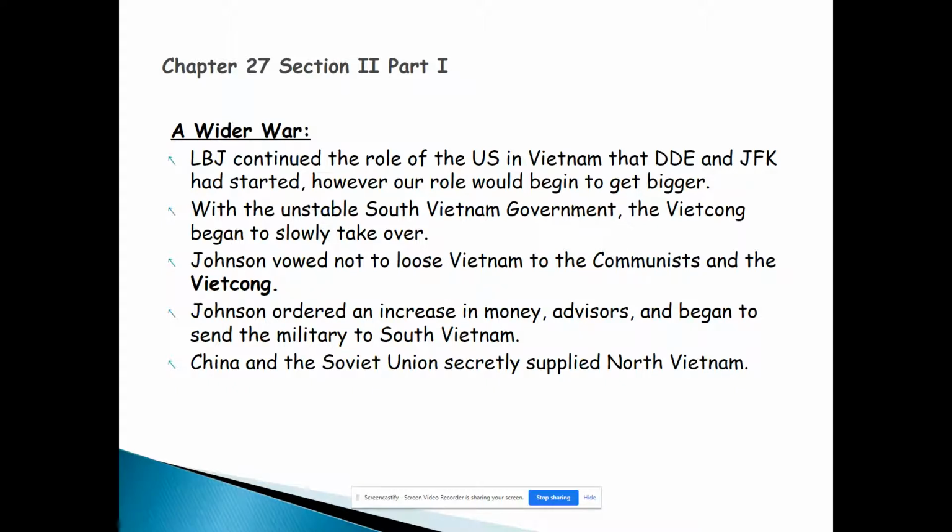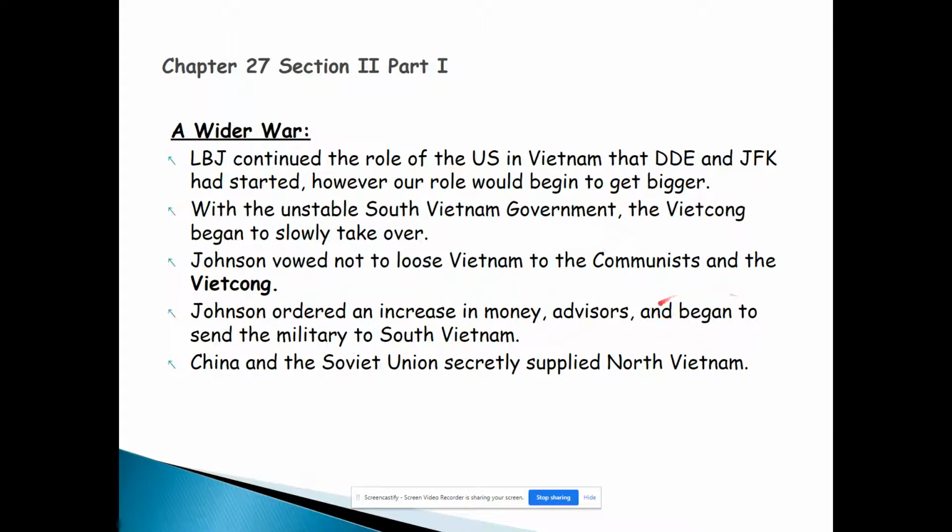So President Johnson vows in a speech that Vietnam will never become communist. Okay, and this is a very bold statement here. All right, very bold statement. Borderline war, not there yet, but we're getting there. Johnson will send in more money. He sends in more advisors. And slowly, he starts to send in the military.